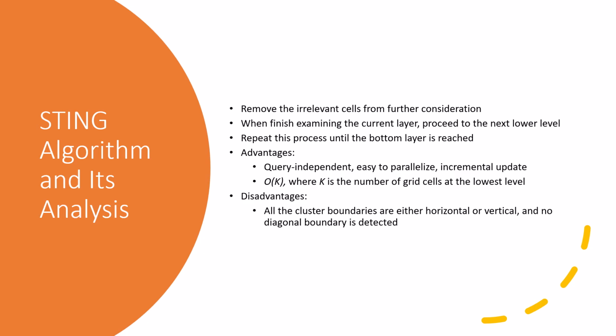Advantages of this algorithm: query independent, easy to parallelize, incremental update, O(k), where k is the number of grid cells at the lowest level. The disadvantages of this algorithm: all the cluster boundaries are either horizontal or vertical, no diagonal boundary is selected.